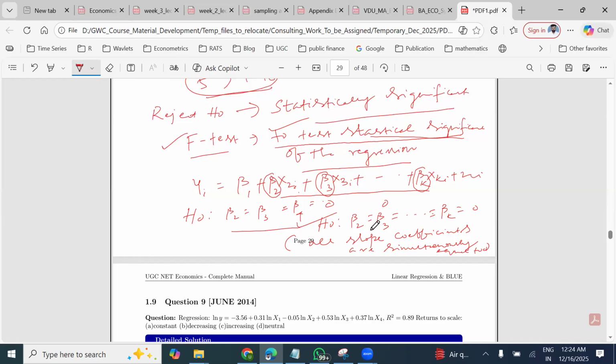So now I will ask you a question, because I have taken a lot of effort to make you understand this. When I am writing like this, what does that really mean in words, without using much statistics? It means my X2 has no effect on Y. My X3 has no effect on Y. Whatever independent variable up to beta k is included, it has no effect on Y.